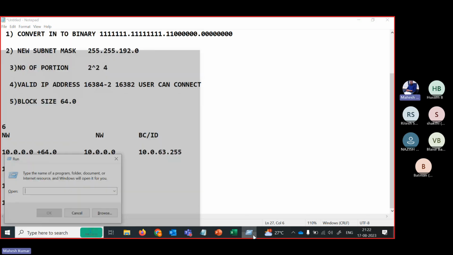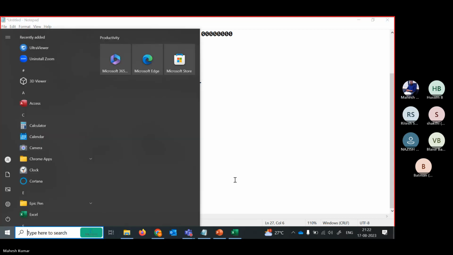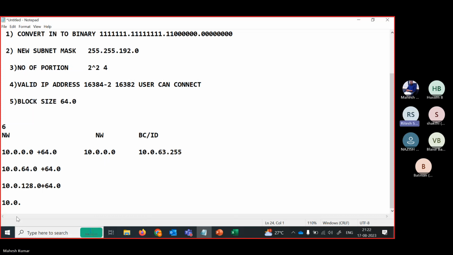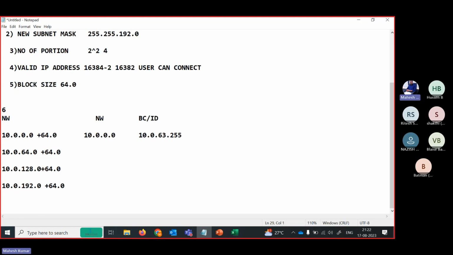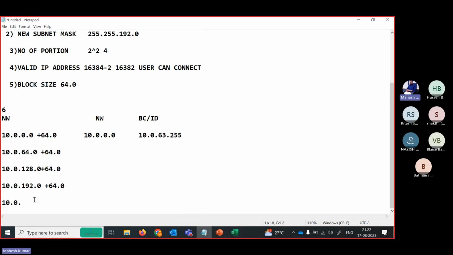We have a calculator, right? 190.1... 192, correct? Yes. 192.0 plus 64.0. So again 10.0.192 plus 64, it will become around 256, correct? Yes, sir, 256. Are you sure? Yes, 256. So 256 will be invalid, right? Yes, correct, invalid. So what is our block size?